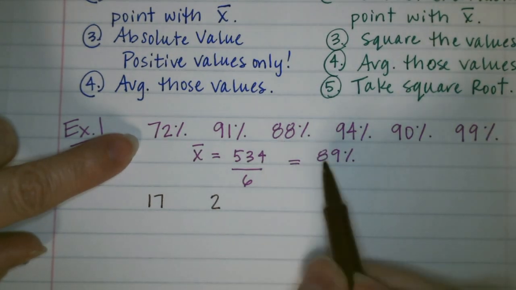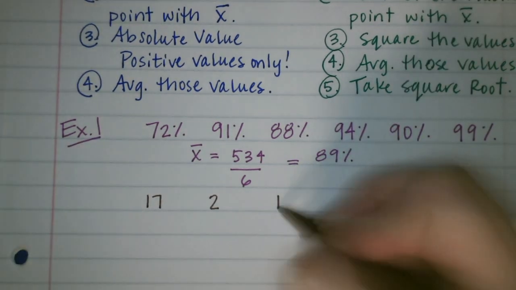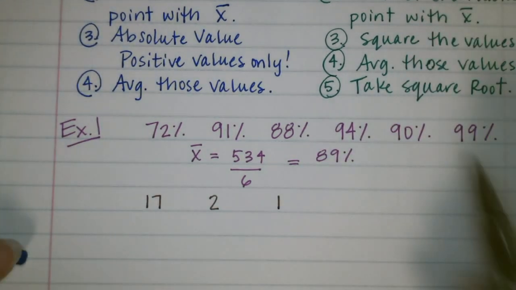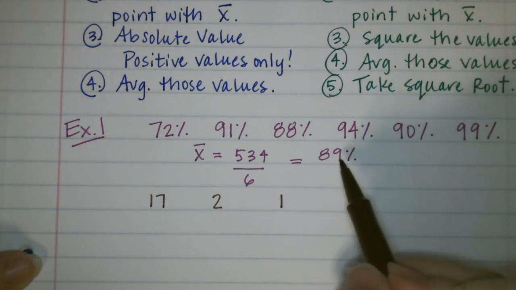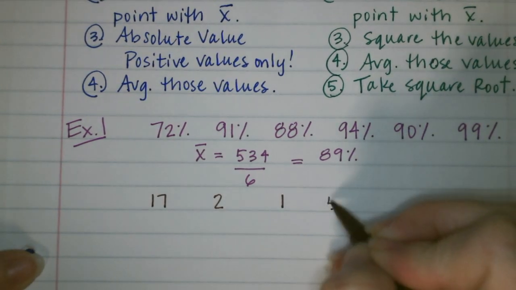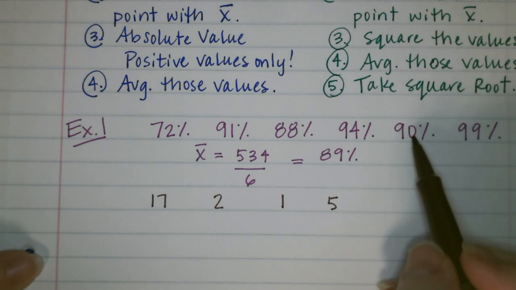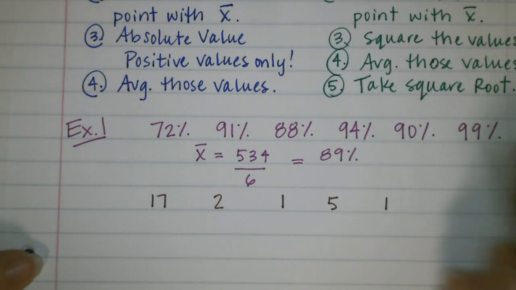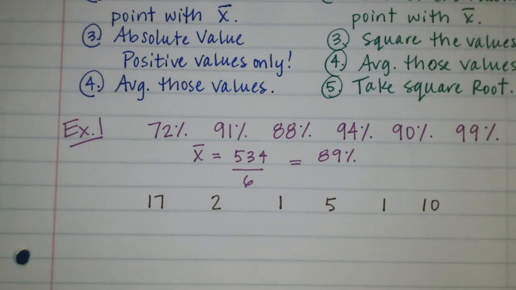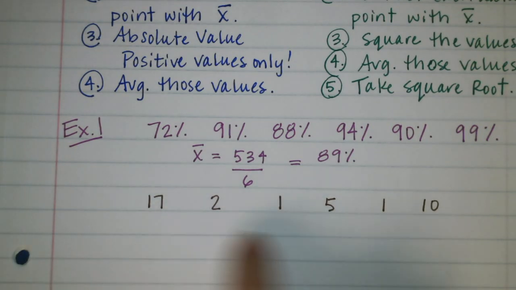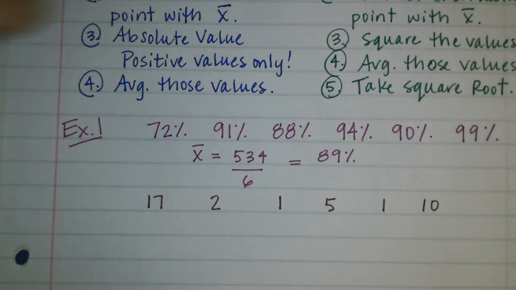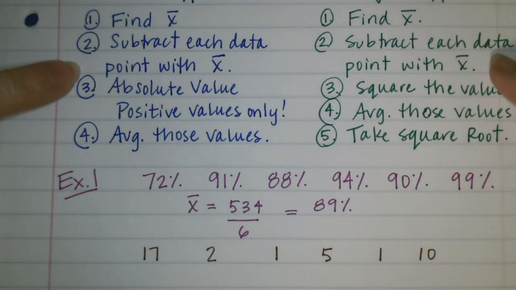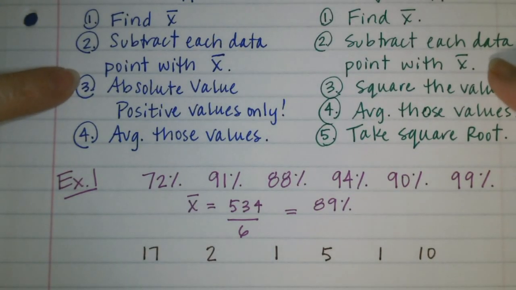How far is 88 from 89? That's 1. How far is 94 from 89? That's 5. How far is 90 from 89? That's 1. And how far is 99 from 89? And that's 10. Okay, so I've gone through and I subtracted each data point with our average.